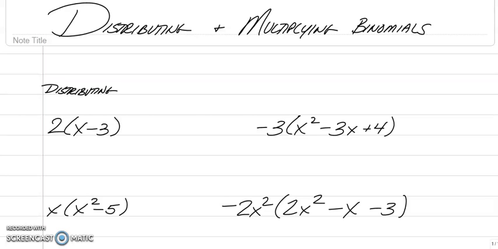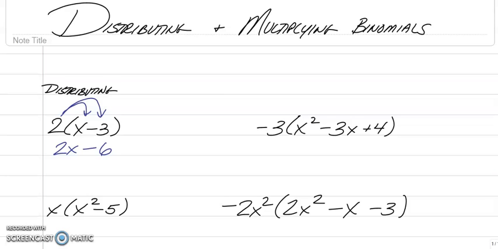First one is called distributing. When you distribute, what you are doing is multiplying a term in front of parentheses to all terms inside. So for example, this 2 is going to be multiplied to both terms on the inside. So 2 times x would be 2x, and 2 times a negative 3 would be a negative 6, and we're done. That's what distributing is. It's multiplying to all terms on the inside.